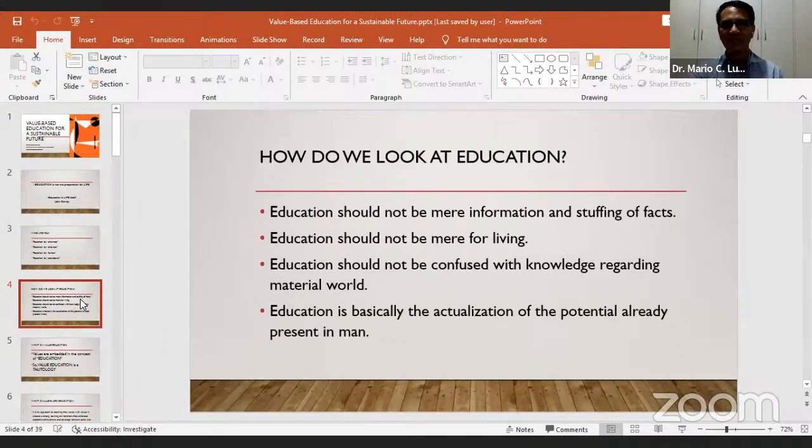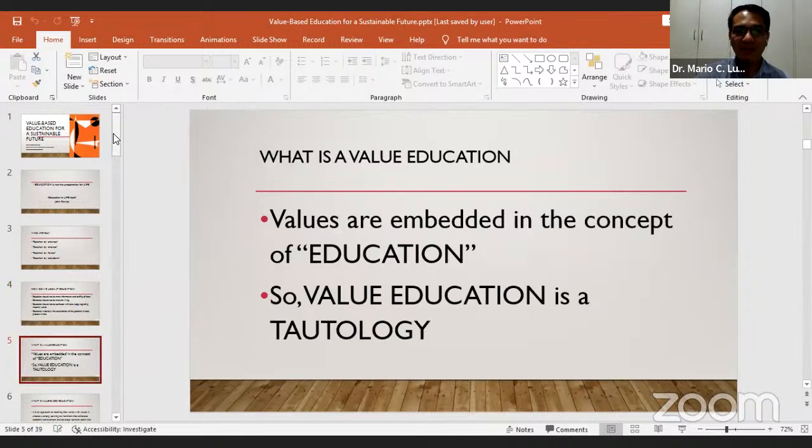So how do we look at education? Education should not be mere information and stuffing of facts. It should not be giving information to students, but it should be drawing out information from learners. And education should not be merely for living. It should not be confused with knowledge regarding the material world. Education is basically the actualization of the potential already present in man. I believe that the learners, the students that we are handling, have that innate potential, and that innate potential must be cultivated.